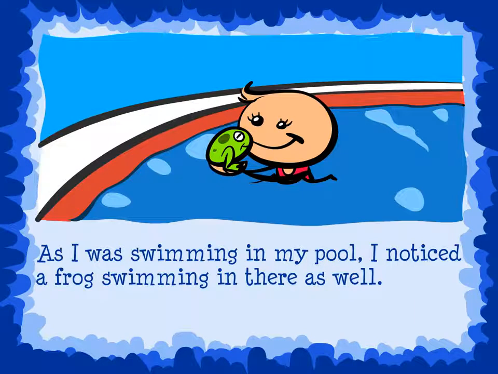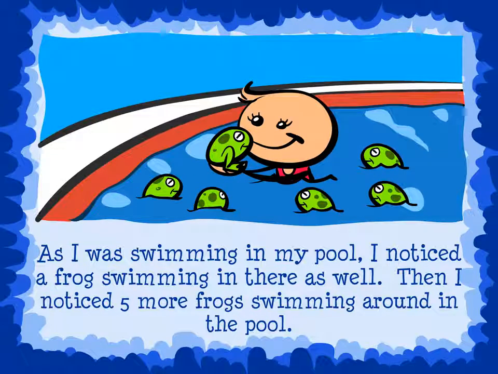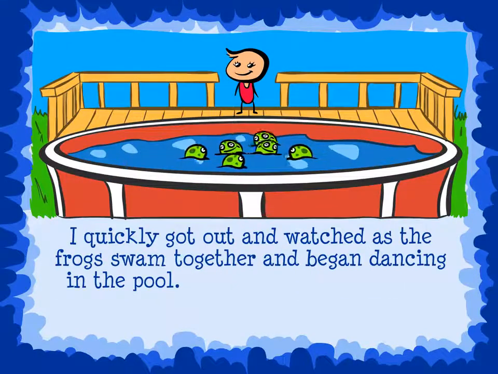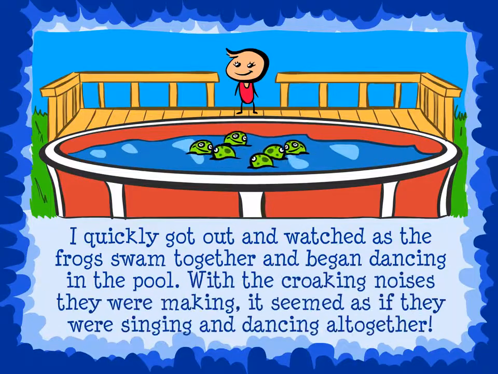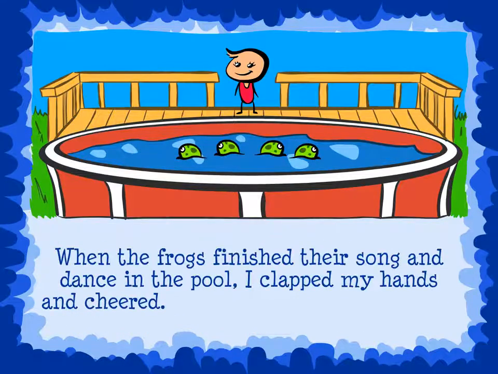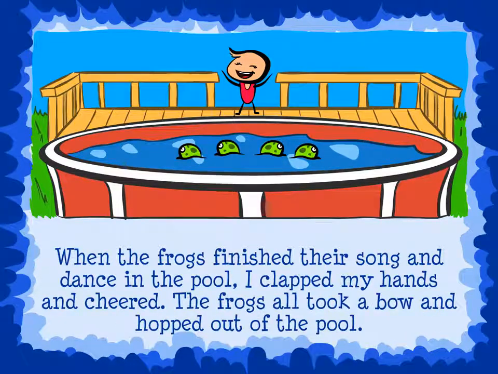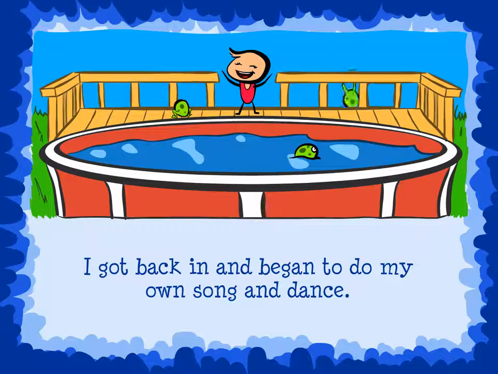As I was swimming in my pool, I noticed a frog swimming in there as well. Then I noticed 5 more frogs swimming around in the pool. I quickly got out and watched as the frogs swam together and began dancing in the pool. With the croaking noises they were making, it seemed as if they were singing and dancing all together. When the frogs finished their song and dance in the pool, I clapped my hands and cheered. The frogs all took a bow and hopped out of the pool. Then I got back in and began to do my own song and dance.